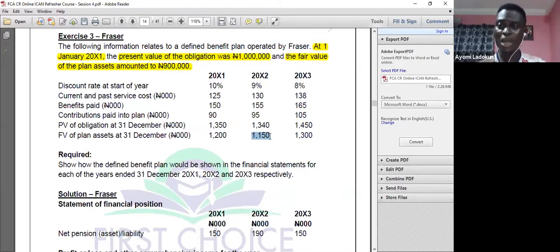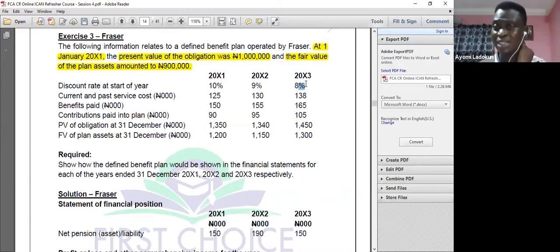Now I'll go to the next thing, which is my net interest component. We said net interest component is either a charge or a credit to the P or L account. So you are going to use the discount rate at the start of the year to discount your net obligation or asset at the beginning of the year. It gave me 10% for 20x1, 9% for 20x2, so I'll do 10% of the 100 that we got earlier when we netted off. Then 8% for 20x3. Then I ask the next question: I've done my net interest component.